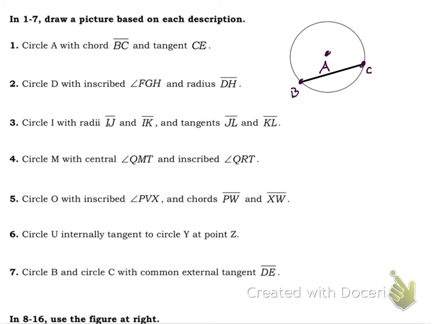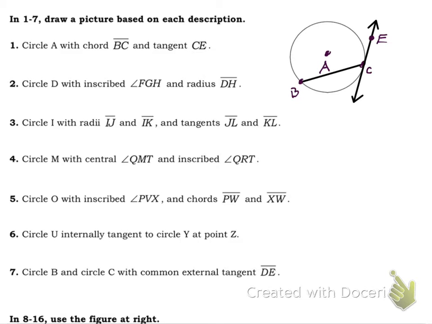And then it also says it's tangent CE. So to draw tangent CE, that must mean that it's tangent at point C. And we just have to pick another point and call it E. And that meets all the requirements. So all of our drawings aren't going to look the same. That's why there's no answer key to this one. You just have to make sure it meets all those definitions, and you don't reuse a letter.